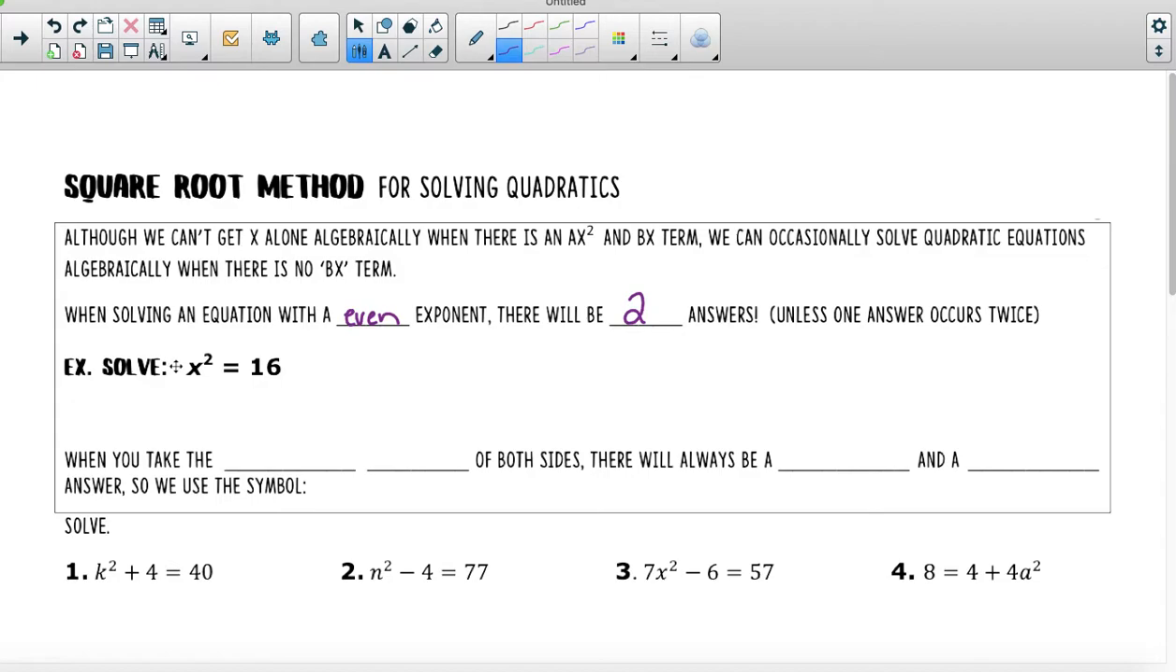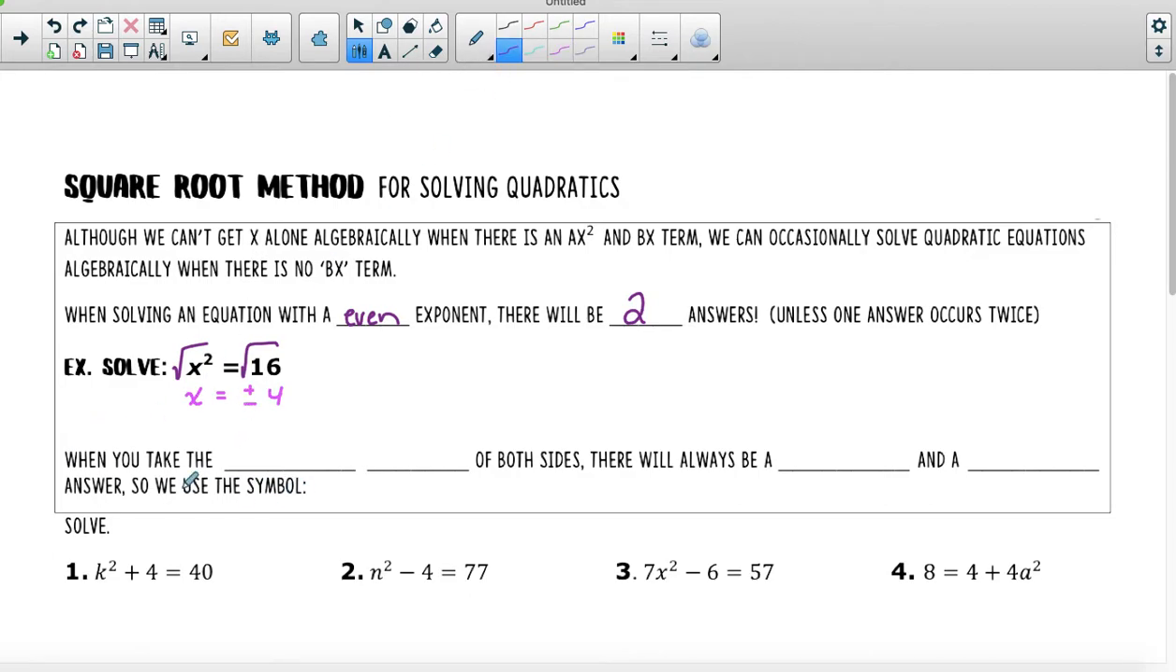So in this case, I'll take the square root of both sides. The square root of x squared is x, and we'll have equals. The way we have two answers is because we have a plus or a negative of it. Because the square root of 16 is 4. The reason this works is because a positive 4 times a positive 4 gives us a positive 16, and a negative 4 times a negative 4 also gives us a positive 16.